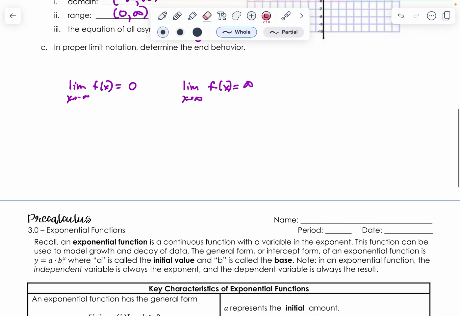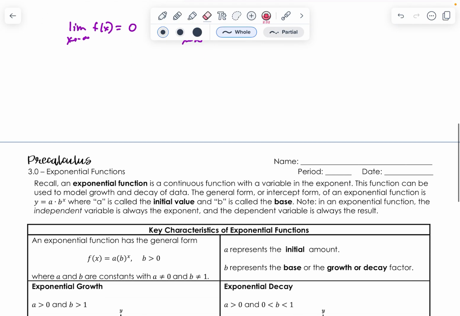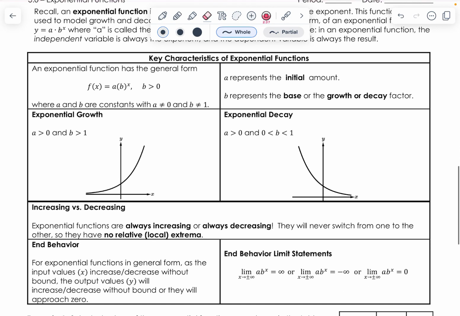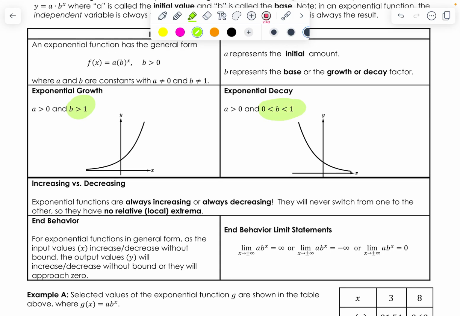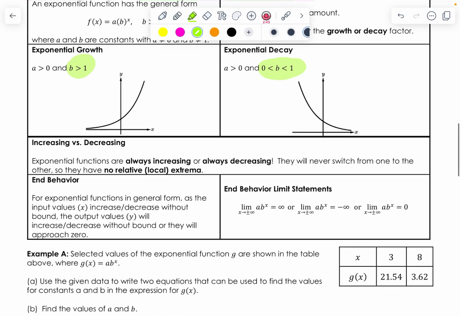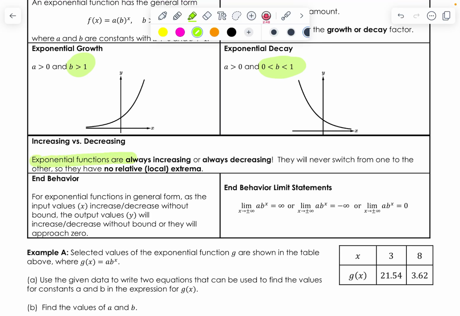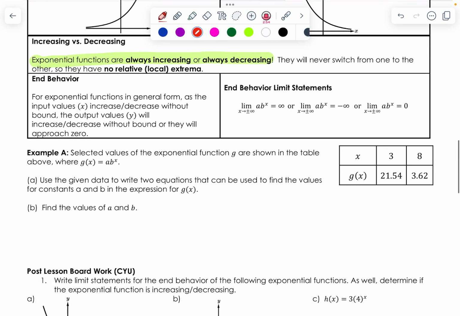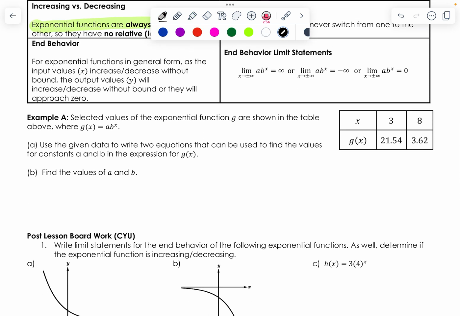Okay, so an exponential function is a continuous function with a variable in the exponent. This function can be used to model growth and decay of data. The general form or intercept form of an exponential function is y equals a times b to the x, where a is the initial value, b is the base. So you can see exponential growth is when a is positive and b is greater than 1. Decay, a is positive and b is a number between 0 and 1. What's interesting is exponential functions are always increasing or always decreasing. So that's interesting.